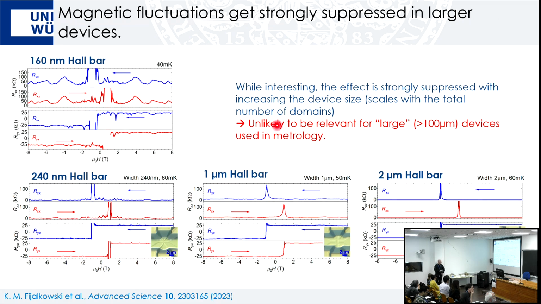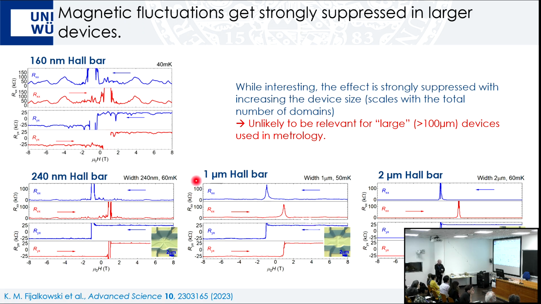Now, while interesting, we need to keep in mind this magnetic noise is always present in the sample. This gets very strongly and quickly suppressed as we increase the device size. And this is easy to understand because the bigger the device, the more domains inside. And if a single domain is flipping, then your macroscopic Hall bar does not care about it.